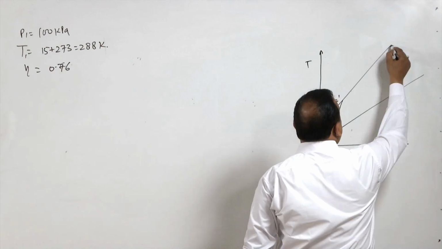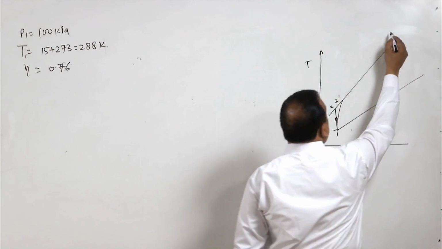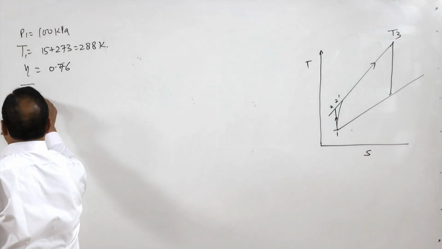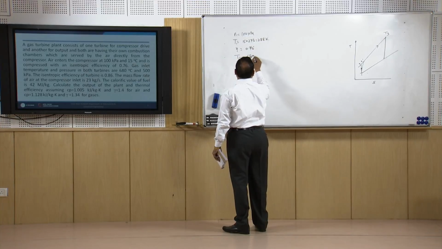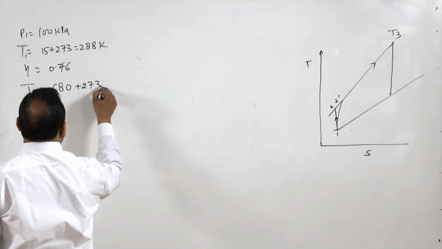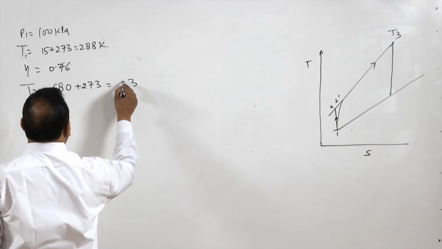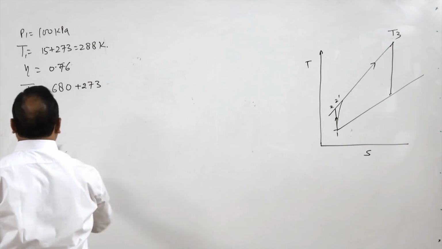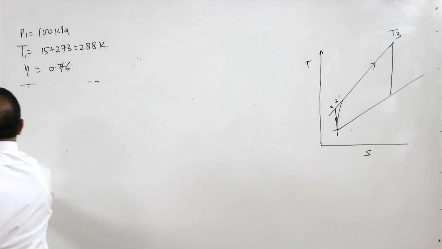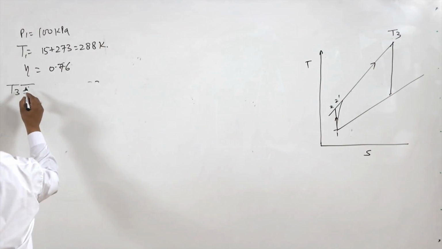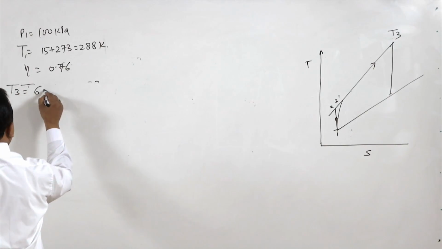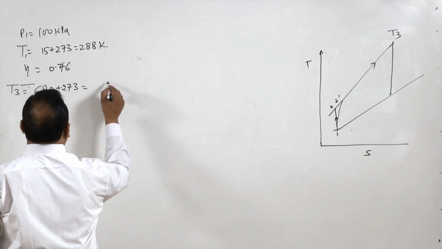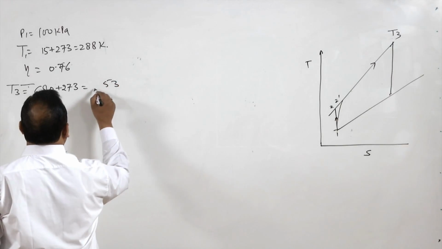So, this is gas inlet temperature, this is T3, and T3 is 680 degree centigrade plus 273, which is going to be 953 Kelvin. T3 is equal to 680 plus 273, which is equal to 953 Kelvin.